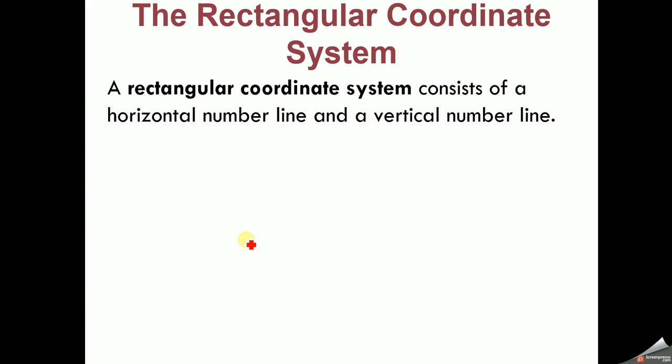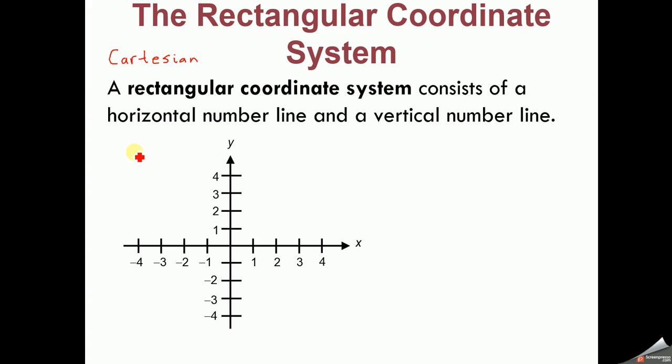The rectangular coordinate system, also known as the Cartesian coordinate system, after René Descartes, consists of a horizontal number line and a vertical number line. So you've got a horizontal, which is known as the x-axis, and a vertical number line, which is known as the y-axis. Of course, there are more numbers on it than just what you see. Every real number, including every number between the tick marks, is also in there.